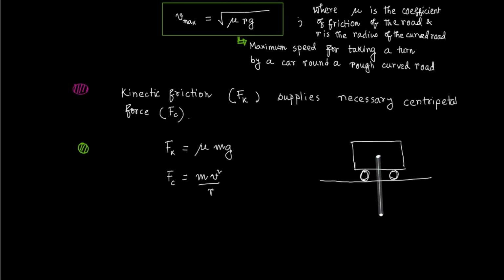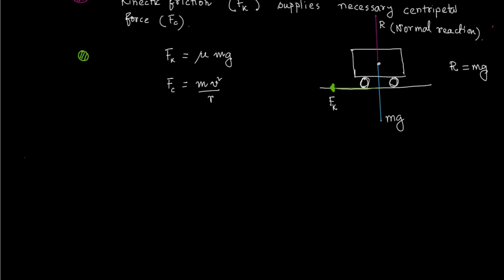This is the car, weight of the car, that is mg, acts vertically downwards. R is the normal reaction on the car applied by the rough road. Capital R is the normal reaction. Kinetic friction Fk acts radially inwards or towards left. In this case, R equal mg.